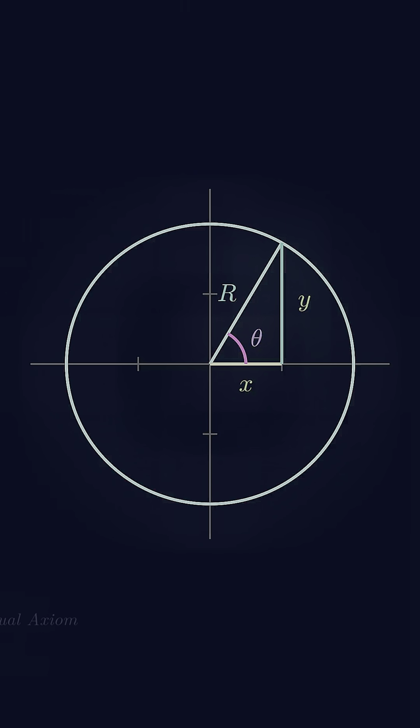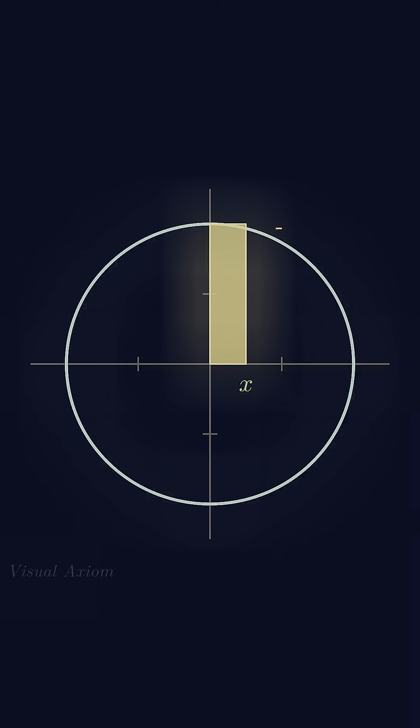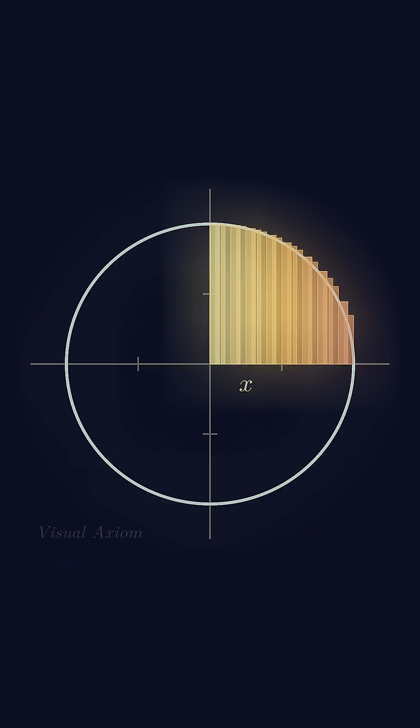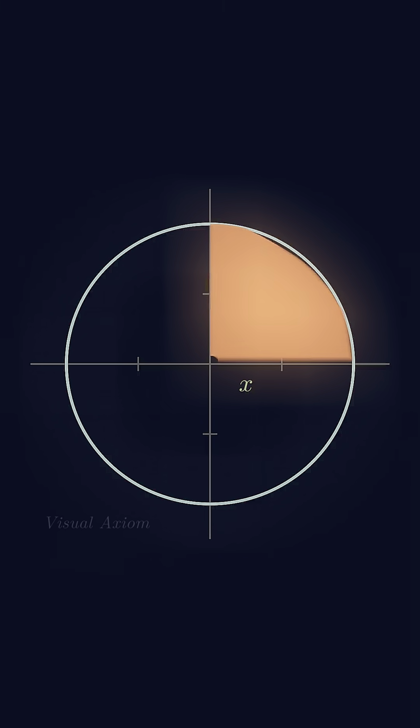The tip of that line has coordinates x and y, and the circle itself is described by the equation x squared plus y squared equals r squared. To find the area, we begin by stacking thin vertical rectangles under the curve in the first quadrant. Each rectangle has a width of dx and a height equal to the y value on the circle, which is the square root of r squared minus x squared.